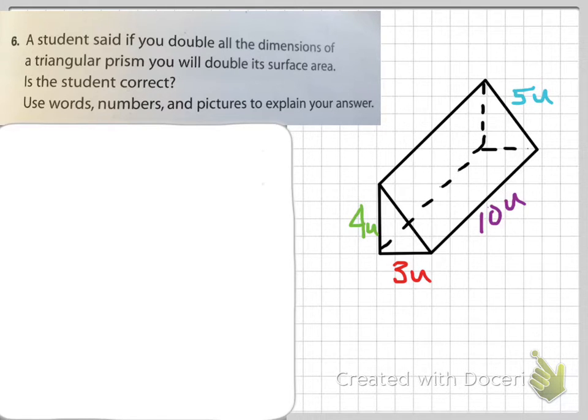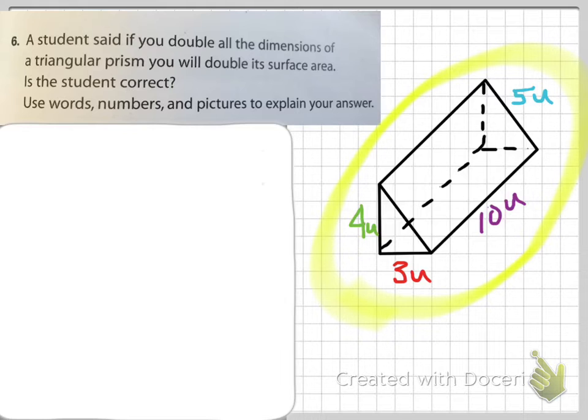So what I've done is I've made a triangular base prism right here, and I have put the dimensions of the triangle base prism in here. So the dimensions are the 4 units of this side, the 3 units of this side, the 5 units of this side, and it's 10 units long. So it's asking us if we double all of those numbers, if it's going to double the surface area of this prism. So let's start off with just looking at a couple of these faces and calculating them as they are.